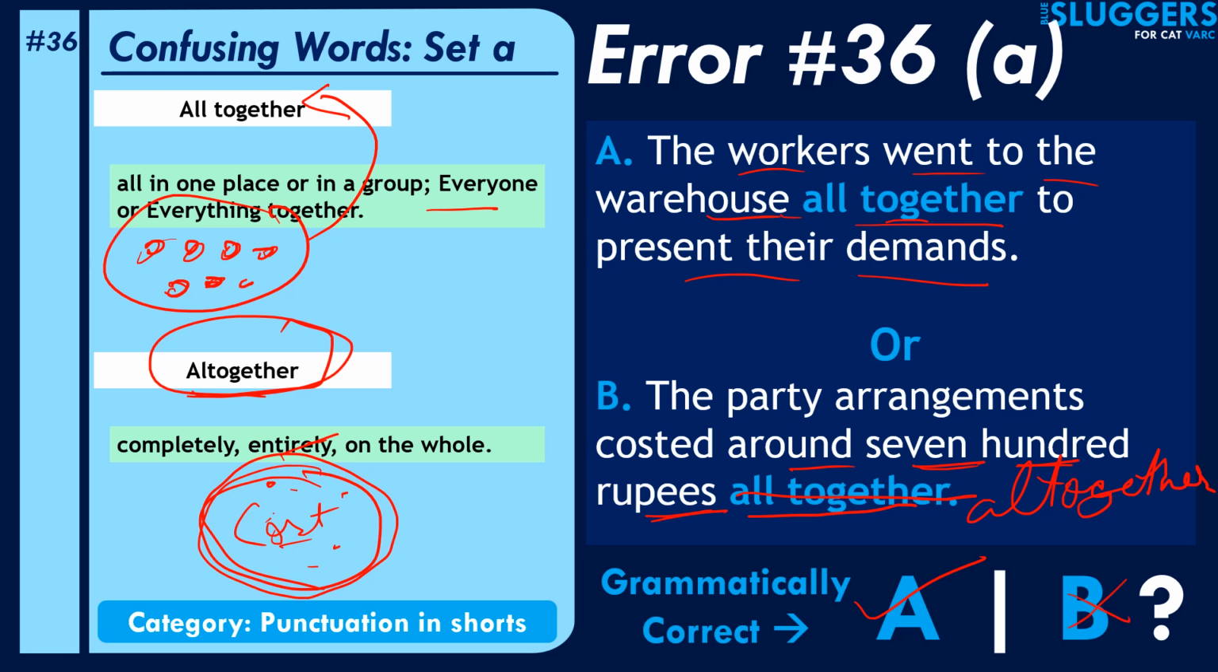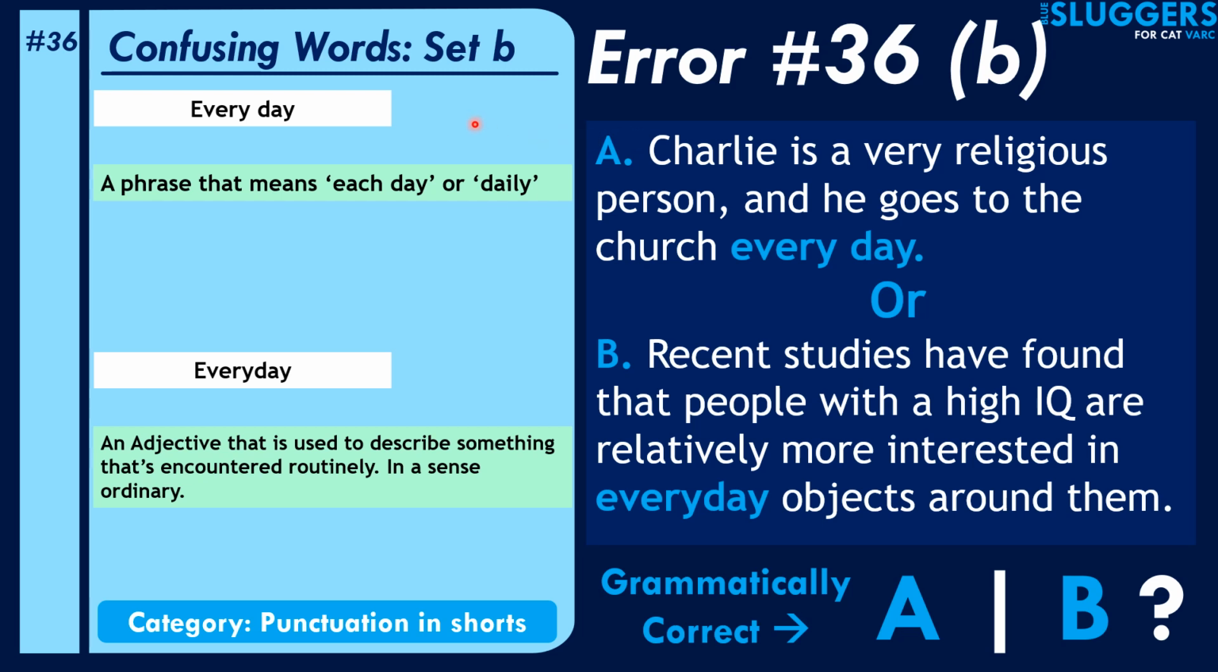Coming to the second set of confusing words, "everyday" and "every day". Now, even this is quite often misused, I mean incorrectly used. "Every day" is basically a phrase that means each day. That means daily, on a daily basis or on a routine basis, right? And more than routine, daily. There's a difference between routine, regular, and daily, right?